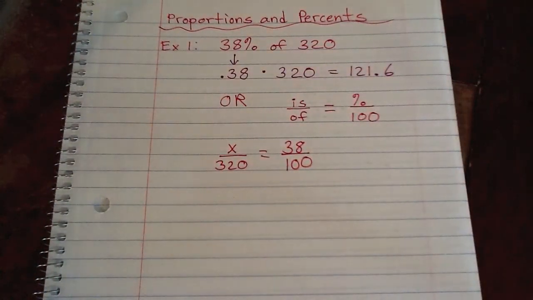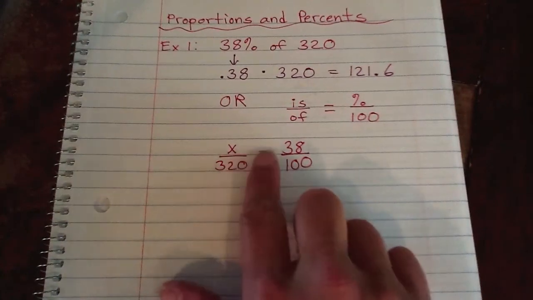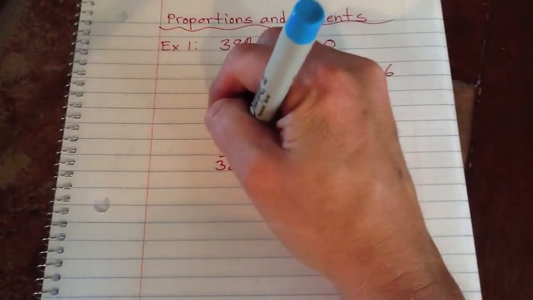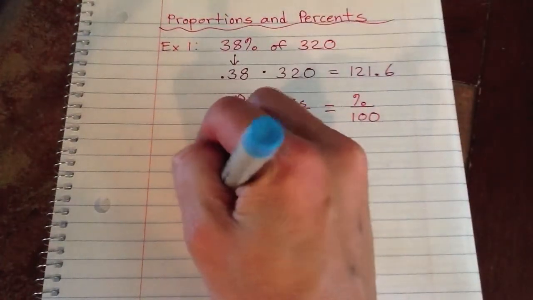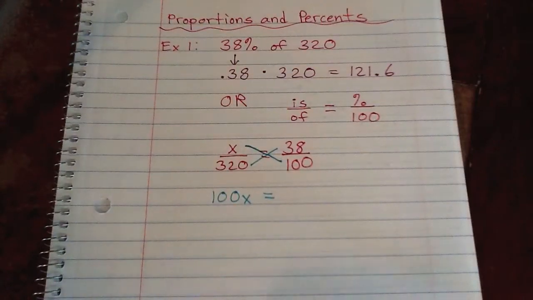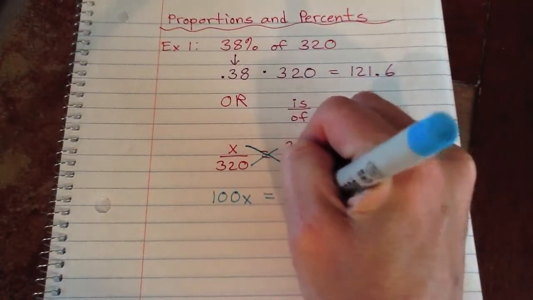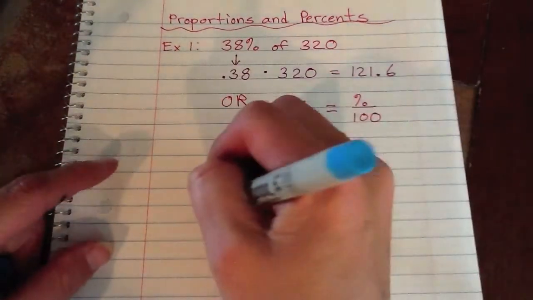And then as we're going to talk about in our actual lesson, this is a proportion. It's equal here, different than multiplying 2 fractions. Equal means you can cross multiply. So 100 times x is 100x. 320 times 38 equals 12,160. And then you would solve for x by dividing by 100.